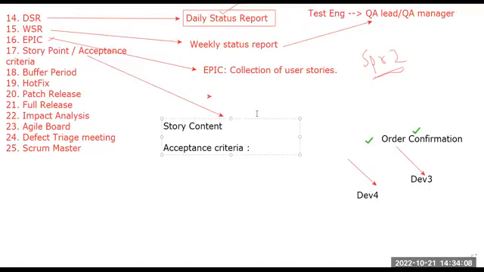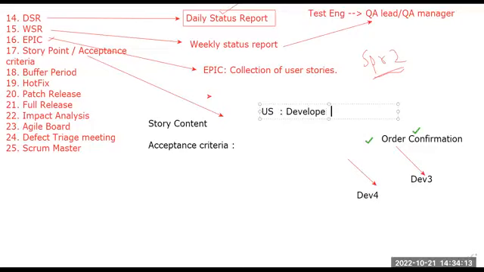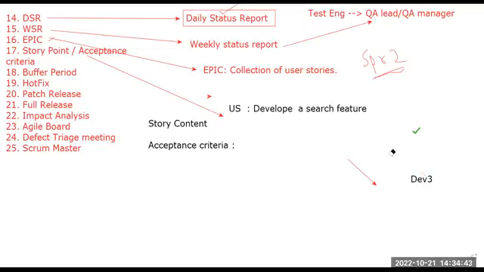Let's say that my user story is saying, okay, develop a search feature. Do you think that with just one title of this feature, the developer will understand what to implement for the search feature? If I give just a one-liner statement, can the developer understand what exactly he needs to develop? No, sir. He may understand a little, but clearly he will not understand what exactly needs to be developed for this particular search feature.